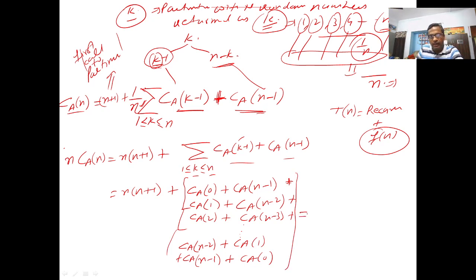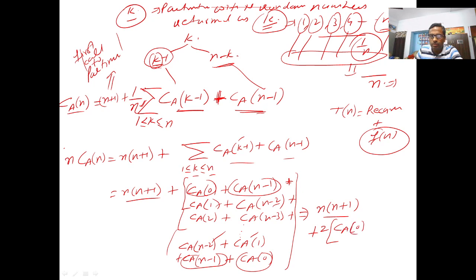Just try to observe, and if we try to simplify, then this equation can be written as: this term will remain the same, plus C(0) here, so 2 times C(n-1) here, 2 times C(1), C(n-2). Means to say if we just take 2 common, then we can write that C(0), then C(1), then up to C(n-1) is going to be its exact simplification. So name it as equation number 1.